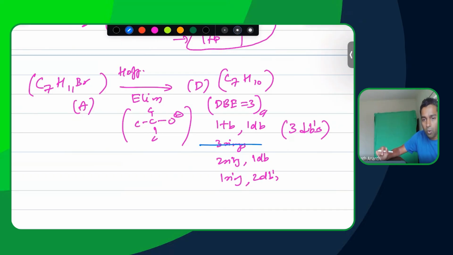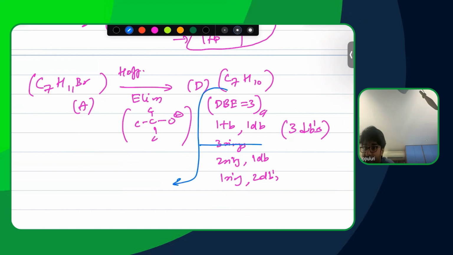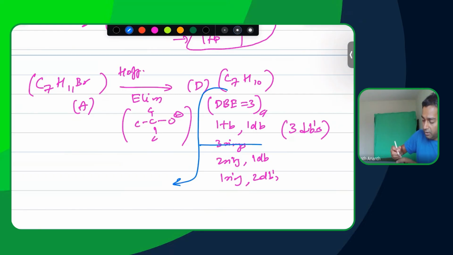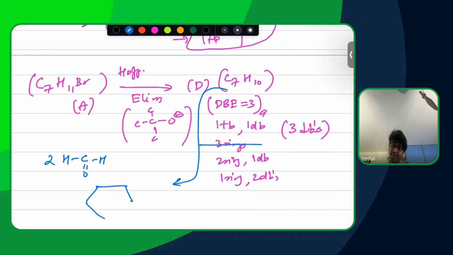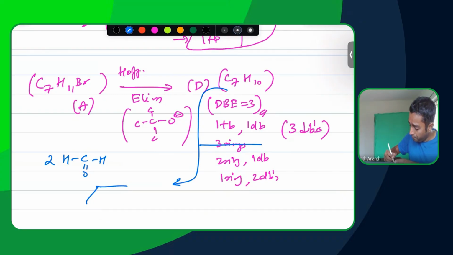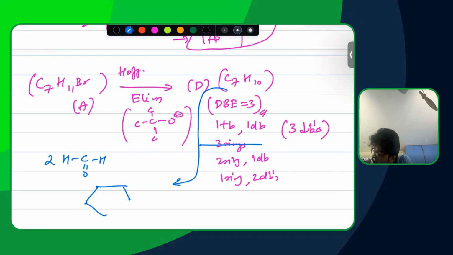Now let's look at the options given here. They are telling me that on reductive ozonolysis, the ring is there for sure, giving products very nicely: 2 moles of formaldehyde, and we are also going to get 1 mole of 1,3-cyclopentanedione. Beautiful. You can actually guess it from here.